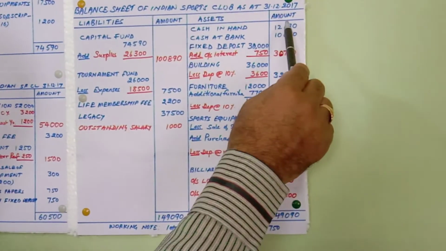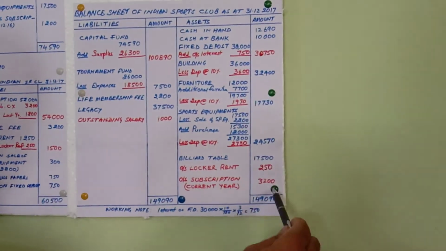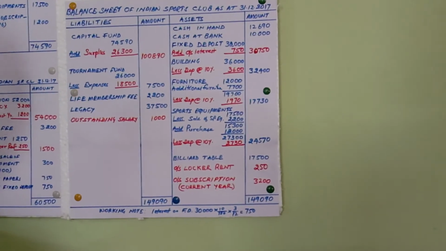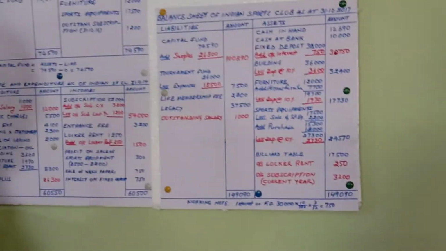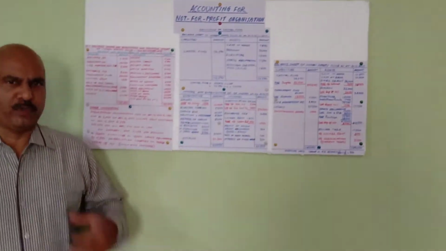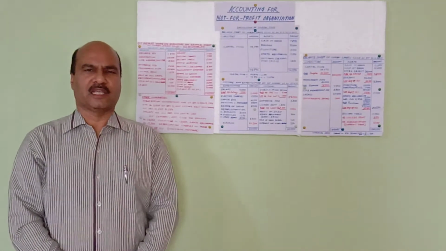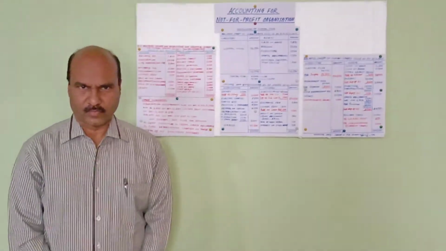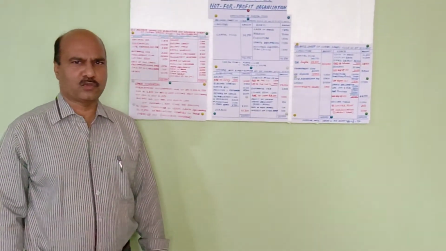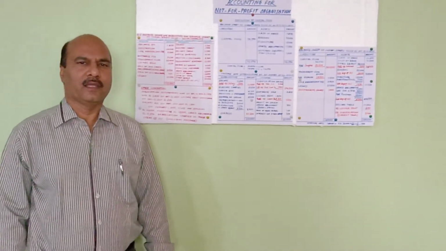Then here, after all the adjustments, you add up all this total, you get both sides equal balance, that is 1,49,090 rupees. And with this we completed a 6 marks full-fledged question. Hope you understood well. This was the full-fledged question for 6 marks.